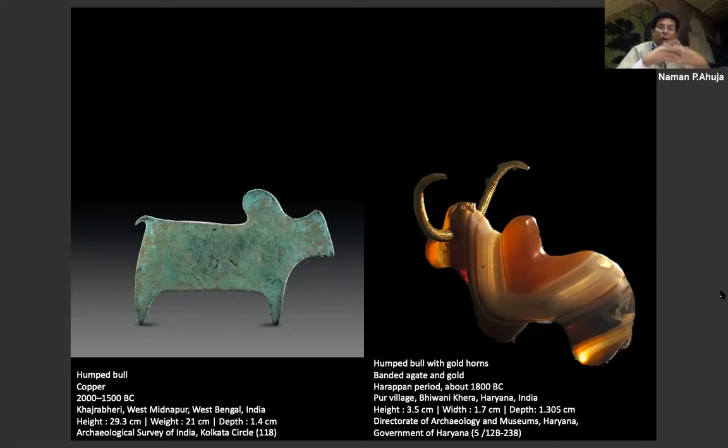Now, Bengal is not normally considered. We always talk about the Indus Valley, and we don't talk about what might be happening in Bengal at the same time. And so this was an opportunity to slightly try and tip the balance and use other objects in the narrative.